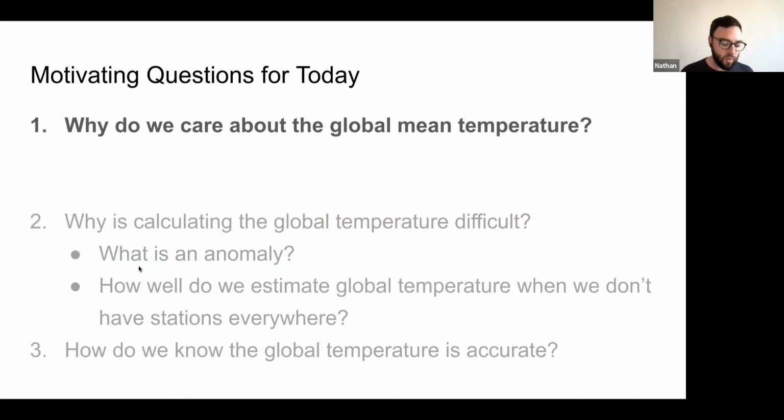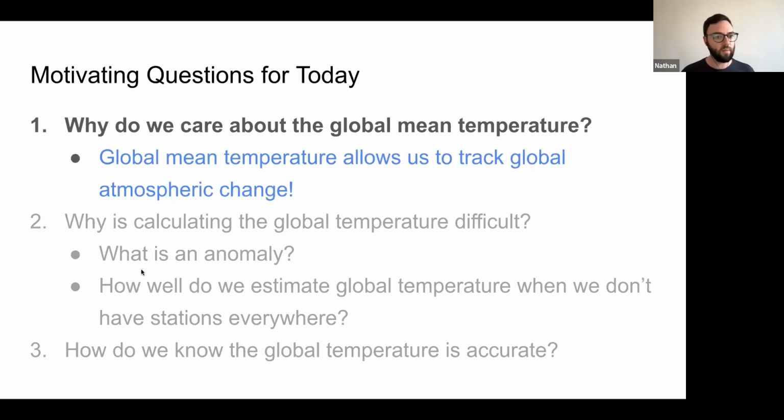So this was a really quick recap of global mean temperature and why we care about it, and why it matters for climate change science in particular. To provide a succinct answer, global mean temperature allows us to track global atmospheric change and the global Earth energy budget.